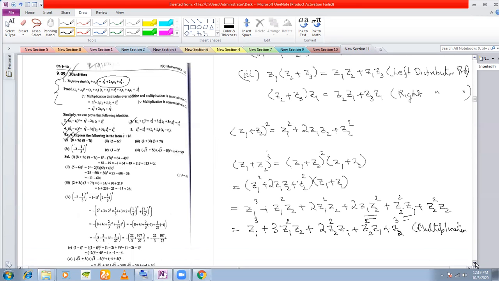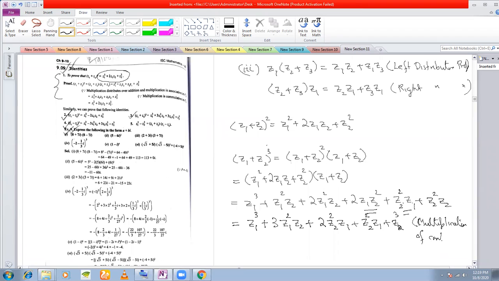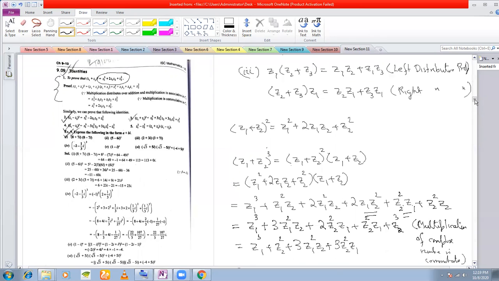Because multiplication of complex numbers is commutative, that is why. So Z1 cube plus Z2 cube plus thrice Z1 square Z2 plus thrice Z2 square Z1. That is your formula for Z1 plus Z2 whole cube. Okay. So I stop here for today.